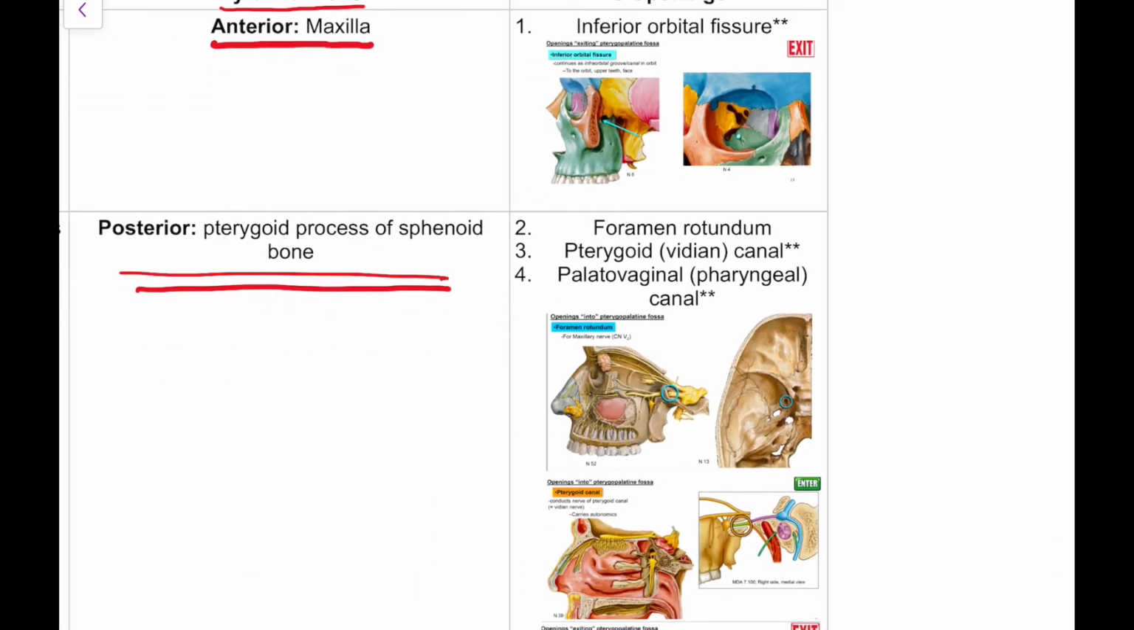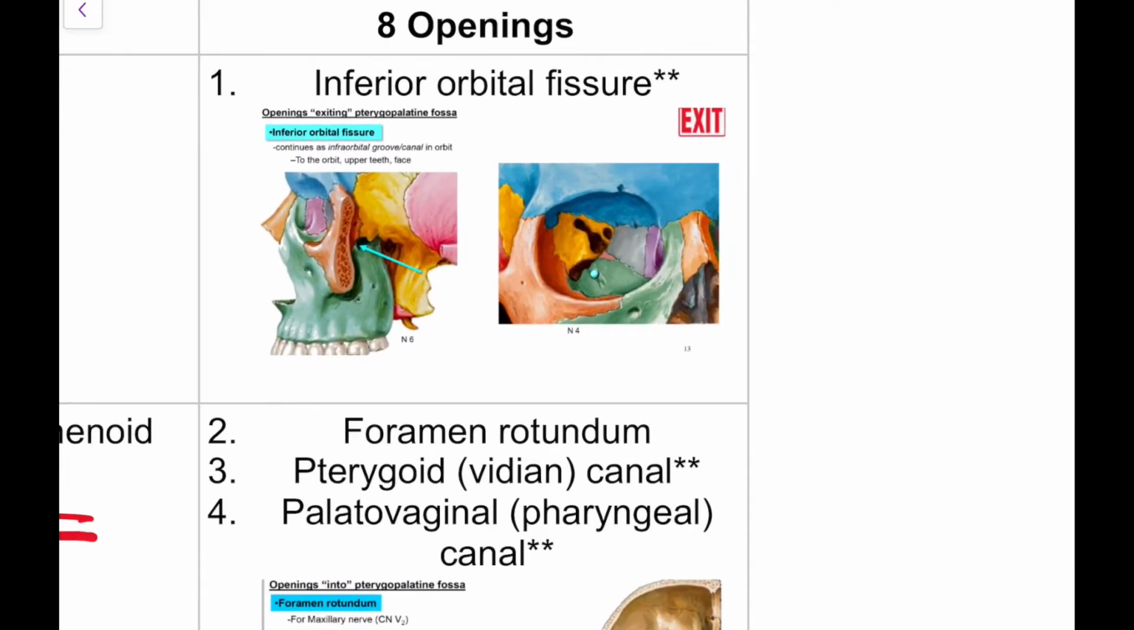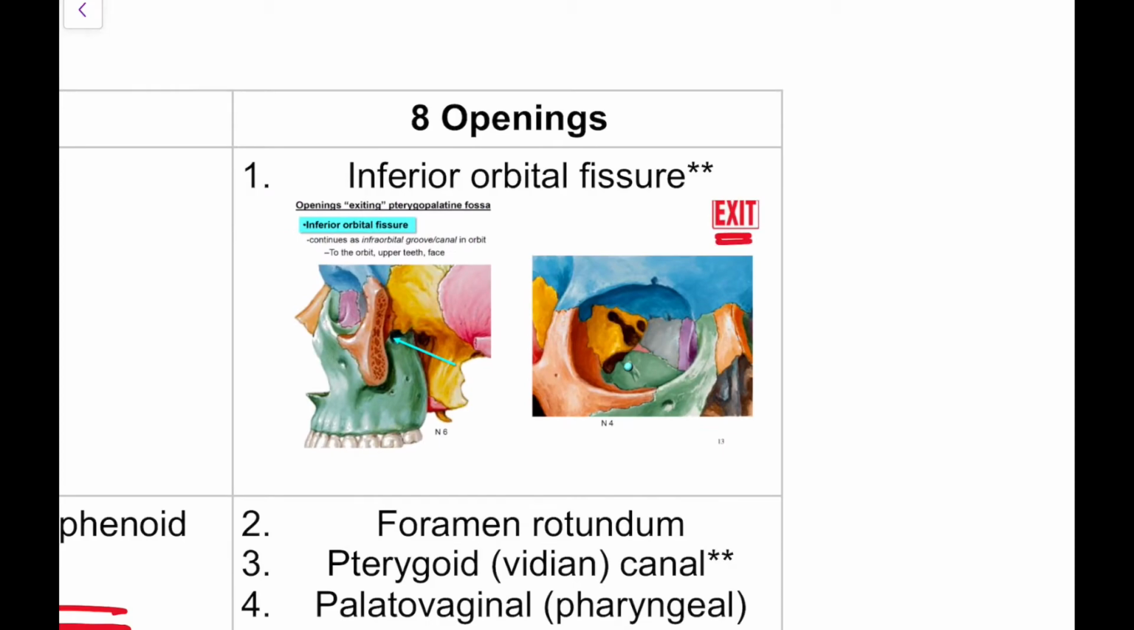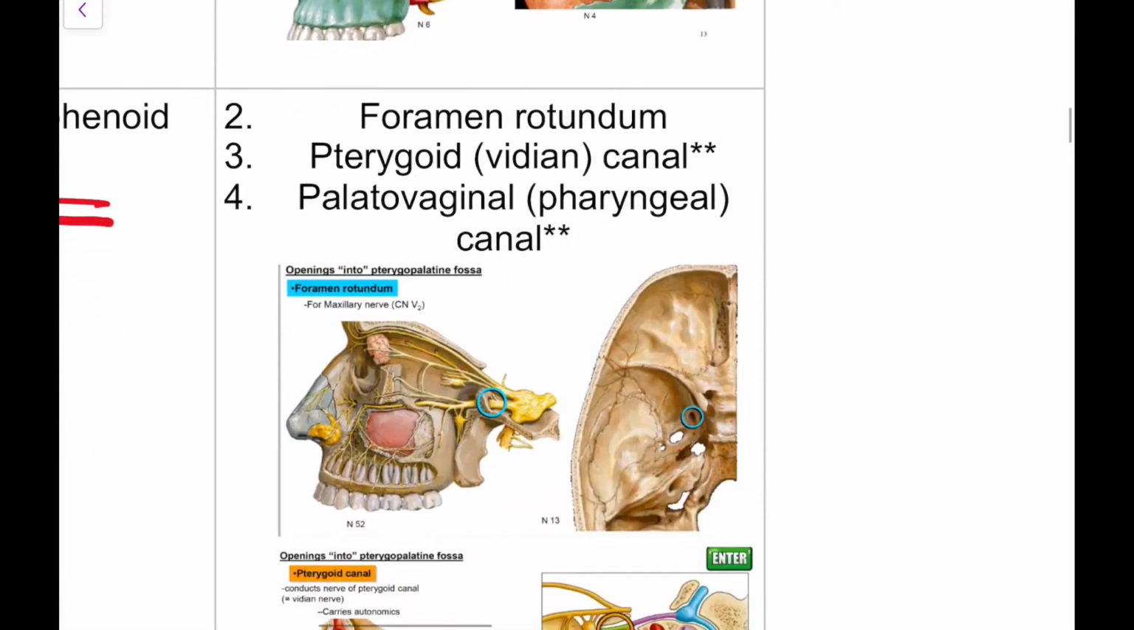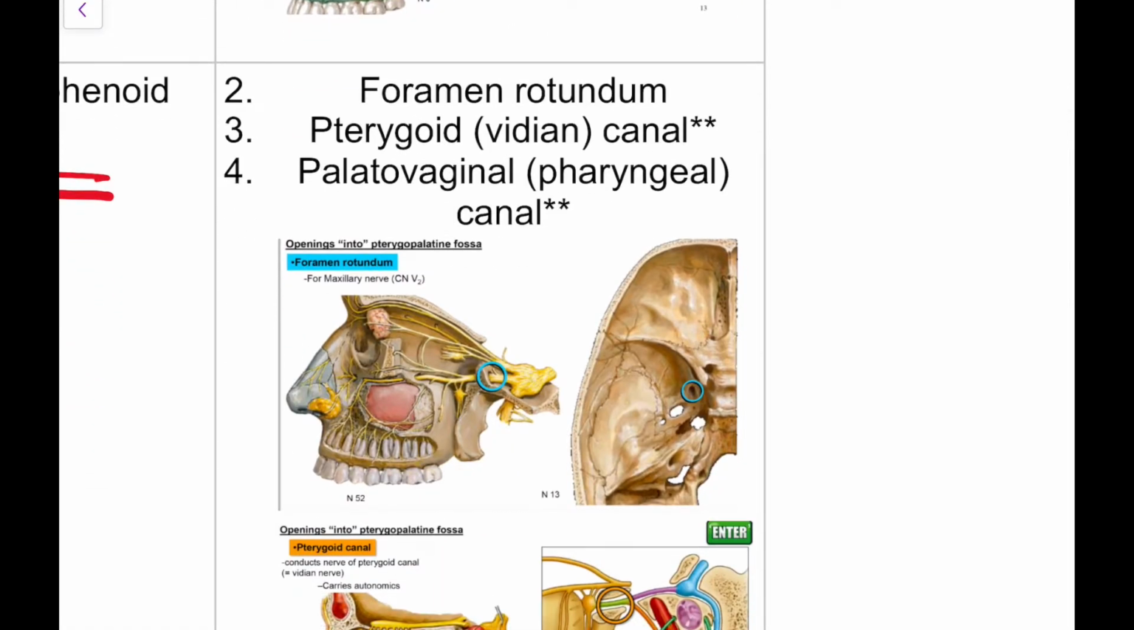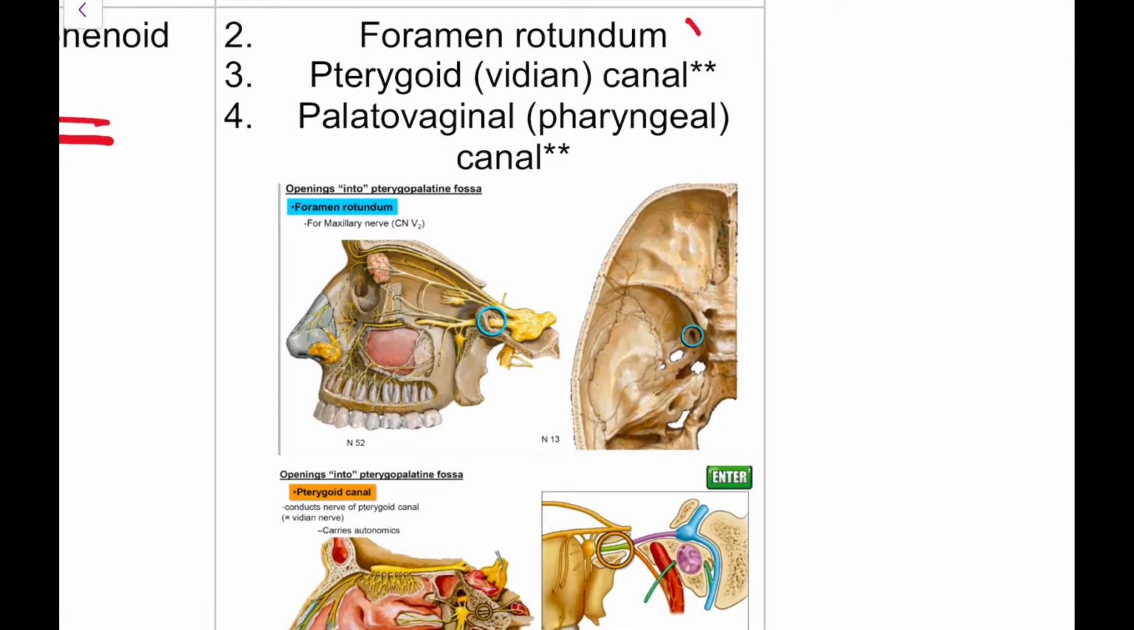Anteriorly, we have the inferior orbital fissure, and it's an exit. That's where our V2 and some arteries and nerves will enter. Here we have the infraorbital artery and infraorbital nerve, and that will give us our MSA and ASA. Then in the pterygopalatine fossa, we have some openings. We have the foramen rotundum for V2, we have the pterygoid canal, and we have the pharyngeal canal.